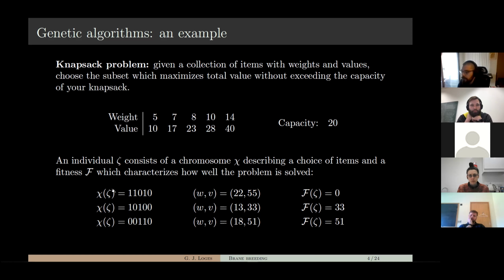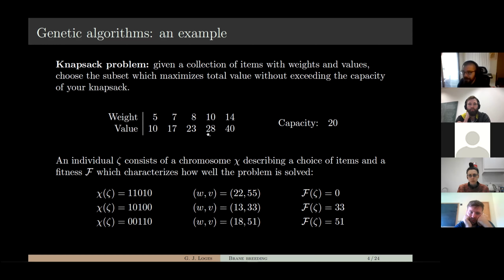So there are 5 items. This first individual would select the first, second, and fourth, giving a total weight of 22 and a value of 55. This is over the capacity, so this should be extremely penalized for this violation. And indeed, we can design our fitness function to just give a value of 0. So this is terrible. Individuals which don't go over capacity, we can measure their fitness by the value that they achieve. So here, this individual has 33, but lots of space for adding additional items. This individual actually is the optimal solution. Although they're below the capacity, they have the maximum fitness.